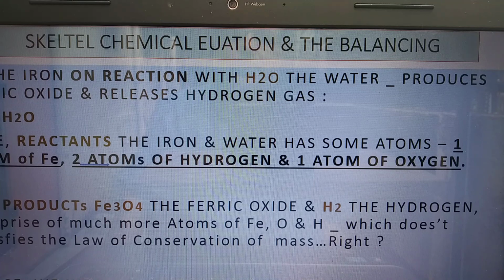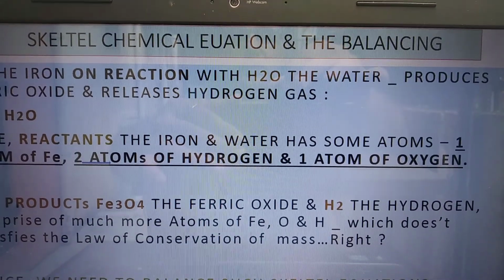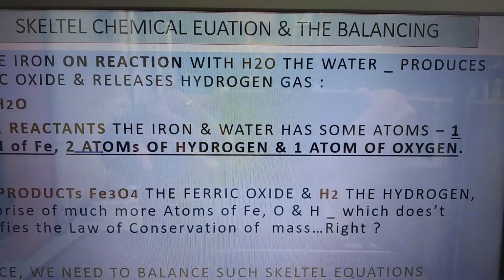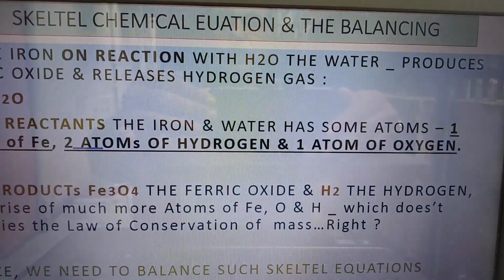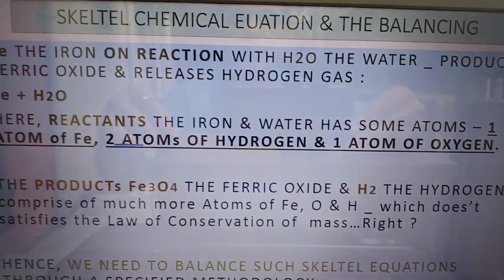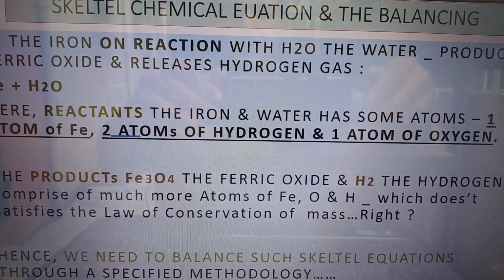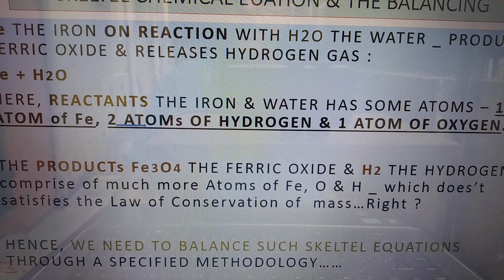Hence, we need to balance. We cannot go against the law, which is already established. So we need to balance this equation, and there is a specific methodology to balance any skeletal equation like this, and the steps involved in this methodology will be talked about tomorrow.